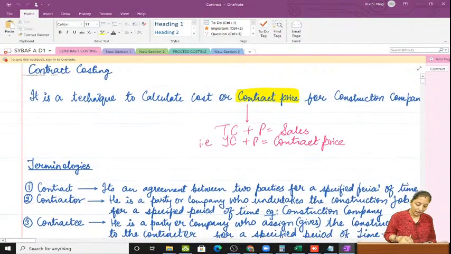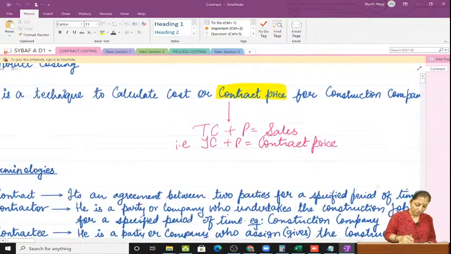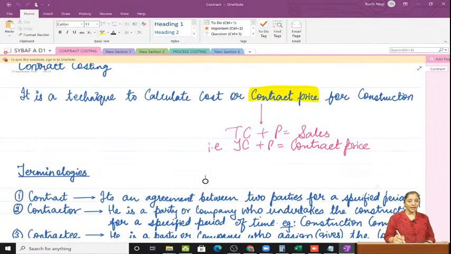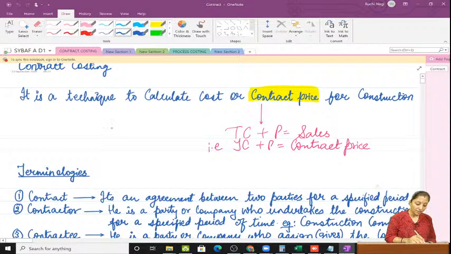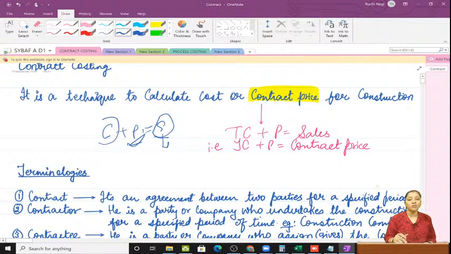So as I have been telling you earlier, this is the very basic of cost accounting, and every chapter of cost accounting will be justifying this formula, that is C plus P equal to S. So this is your total cost, this is your profit element, and this S is your selling price, and in contract costing this selling price is known as contract price. Okay, yeah, so selling price is the contract price under contract costing.